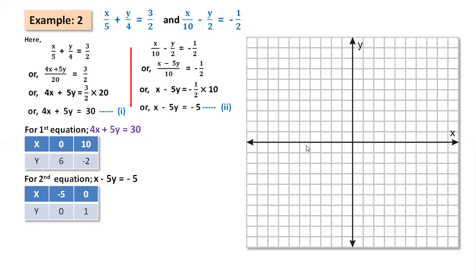In the graph paper, let's plot them. We get 10 comma minus 2, and this is 0 comma 6, this is the origin, 0 1 2 3 4 5 6, and join them, and you will get this straight line. This is the line for the equation 4x plus 5y equals 30. Next one, look, plot minus 5 comma 0 here, and 0 comma 1, and join them with a long line.